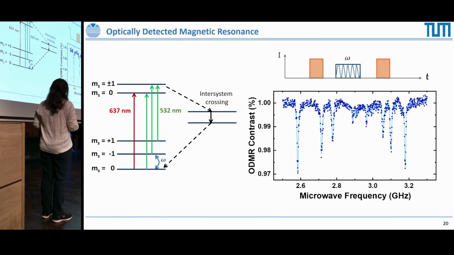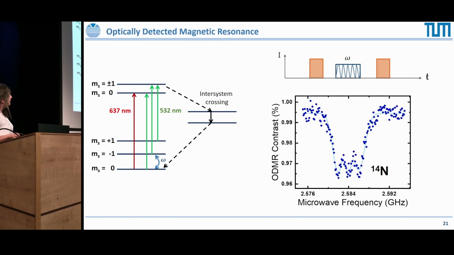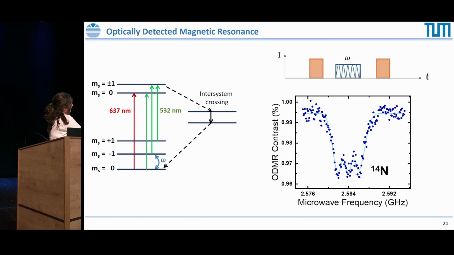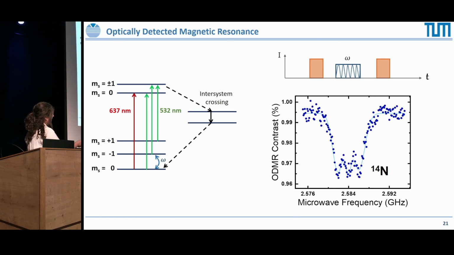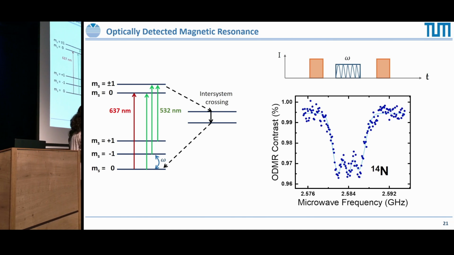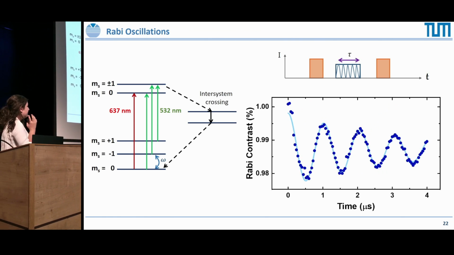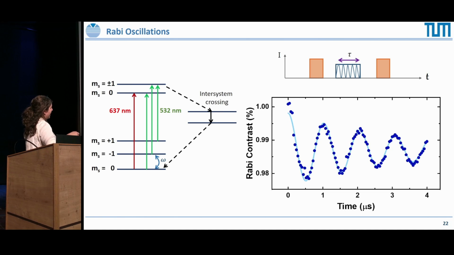If we zoom in on one of these resonances, we figure out we could also see the ensemble of nuclear spins actually affecting our resonance. So here you can see the hyperfine coupling to the nuclei of nitrogen-14. The next thing you can do is just a Rabi contrast. You just sweep the time in which you apply the microwave, and you can see very nice Rabi oscillations.